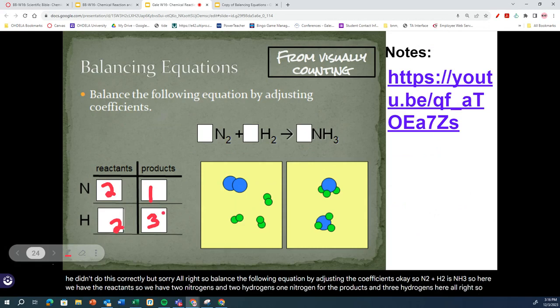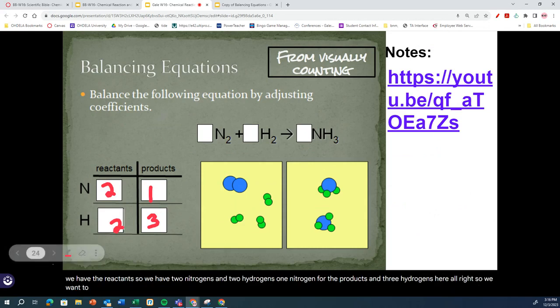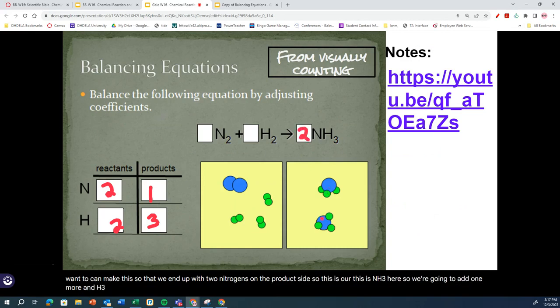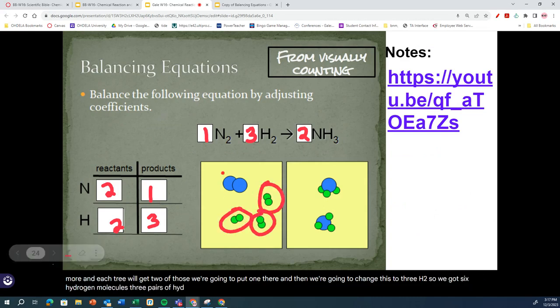All right, so we want to make this so that we end up with 2 nitrogens on the product side. So this is NH3 here. So we're going to add 1 more NH3. We'll get 2 of those. We're going to put 1 there, and then we're going to change this to 3 H2. So we've got 6 hydrogens, 3 pairs of hydrogen molecules, 1 pair of nitrogen molecules to give us 2 NH3.